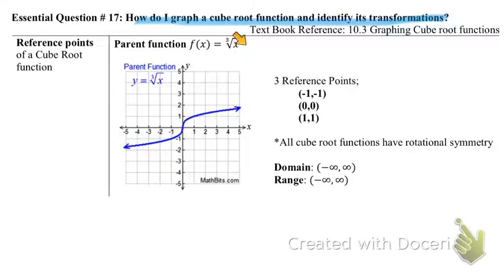Cube root functions have an equation that has a radical 3, just like I have here. And it has original reference points. There are 3 of them: (-1, -1), (0, 0), and (1, 1). I'll plot those for you. So it's (0, 0), (-1, -1), and (1, 1).